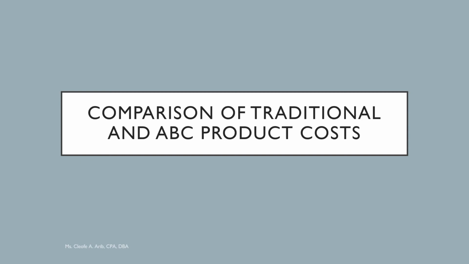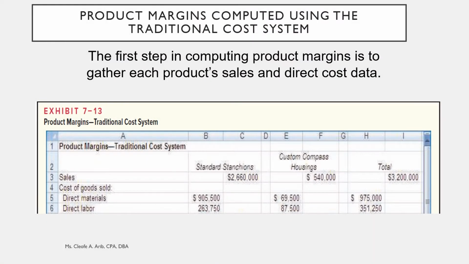Now, let's compare your traditional versus your ABC product costs. Ngayon, let's compute your product margin using the traditional cost system, kasi nakapag-compute naman tayo ng product margin under the ABC costing system. So, in the computation ng product margin, same pa rin dun sa ABC.